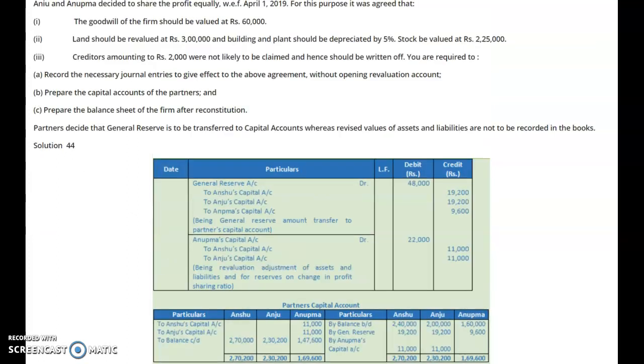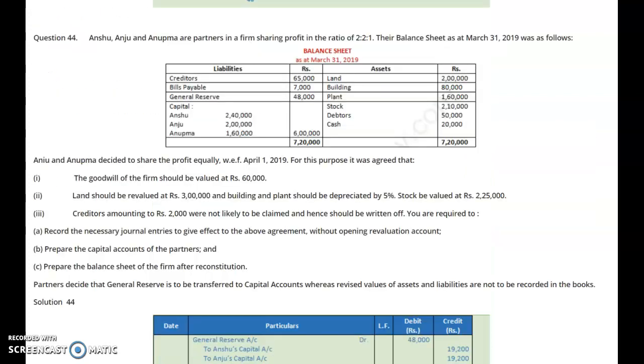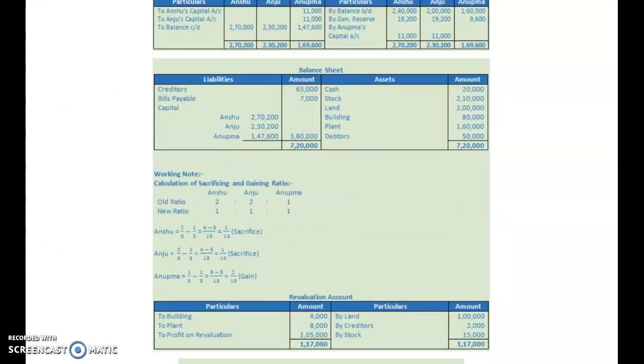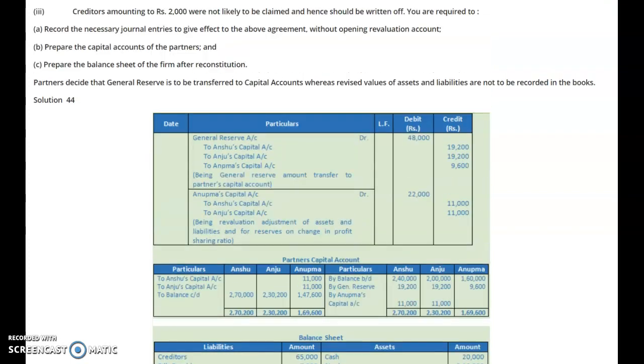Likewise, 5% depreciation is also to be charged on plant. The value of plant is given as 1,60,000, so 5% of this is 8,000. Again, it is a loss, so it is also to be debited here. Land appreciated, credited here. Depreciation on building and plant is to be debited here as it is a loss.